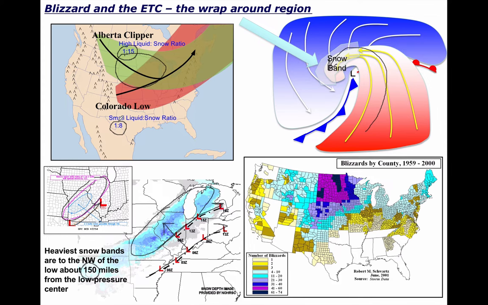When it comes to the Colorado Low, though, because it's so much closer to the moisture coming out of the Gulf of Mexico, we have a much smaller liquid to snow ratio. It's 1 to 8. 1 inch of liquid gives you 8 inches of snow. That's because the snow is heavier, it's got more liquid water content, and therefore it can compress down when it hits the ground. The colder the air, write this down, the colder the air, the higher the ratio. Now, why do we come up with these numbers?